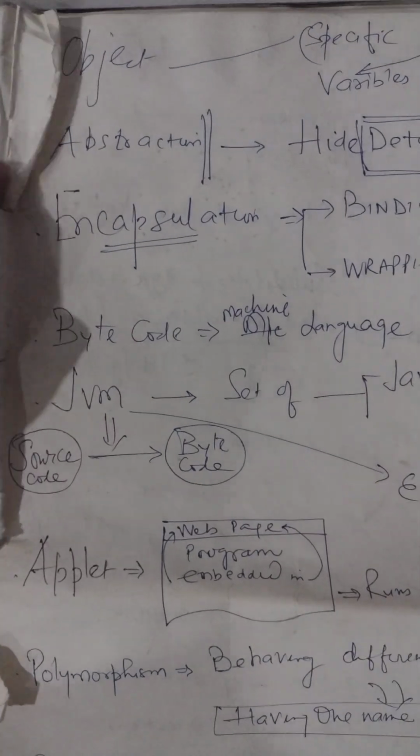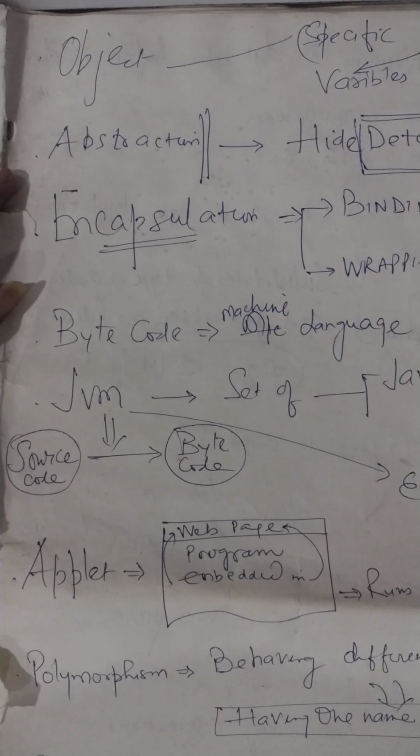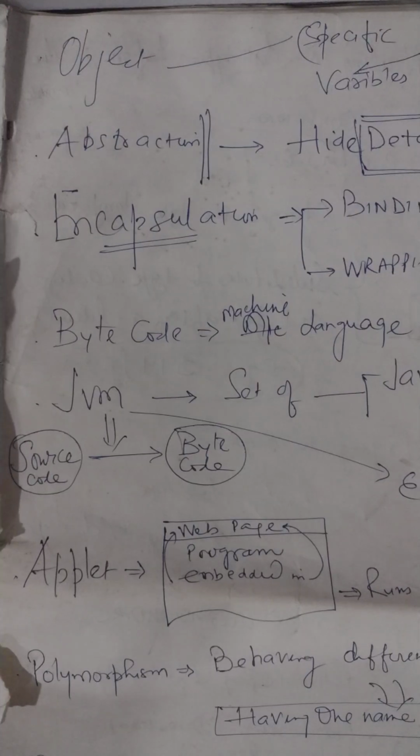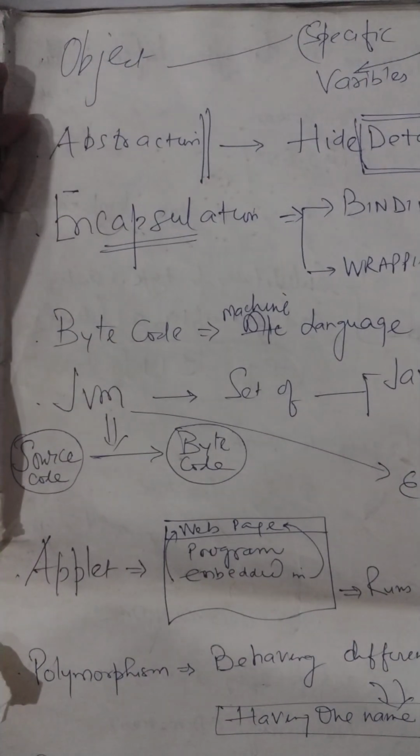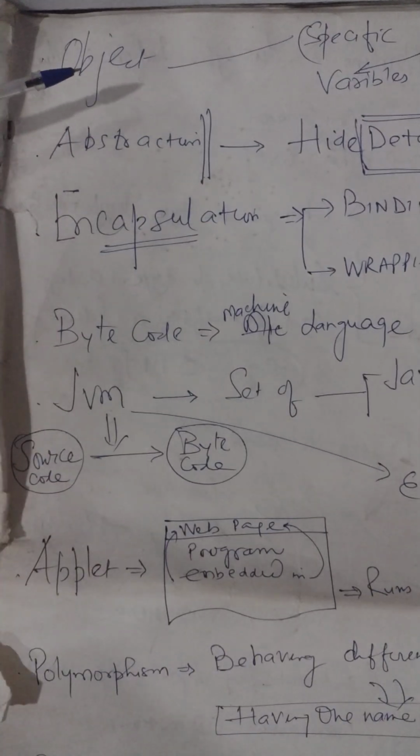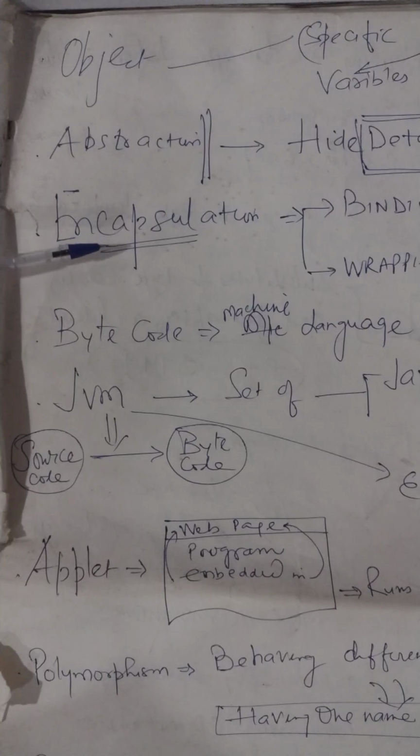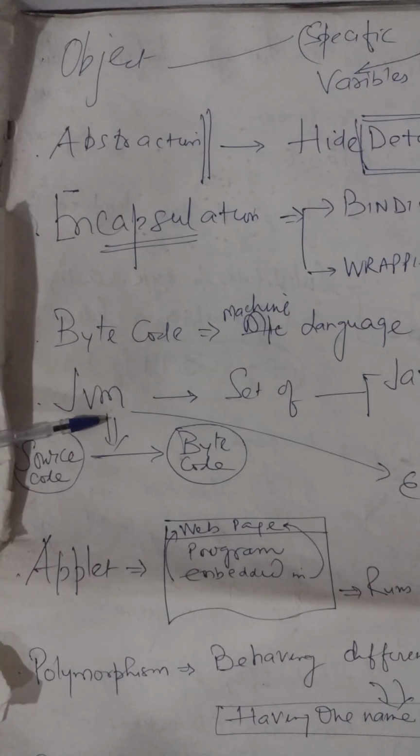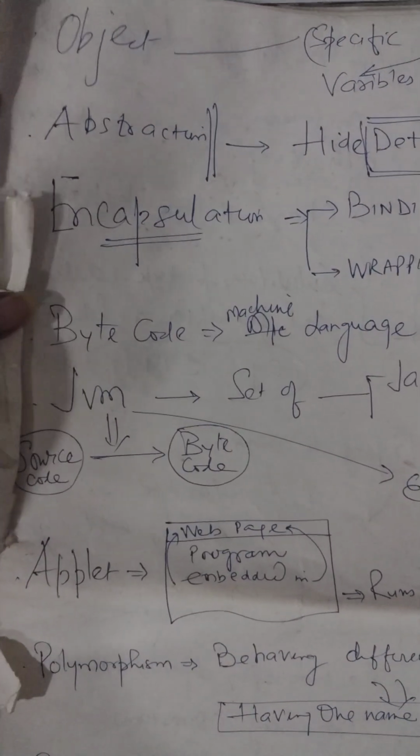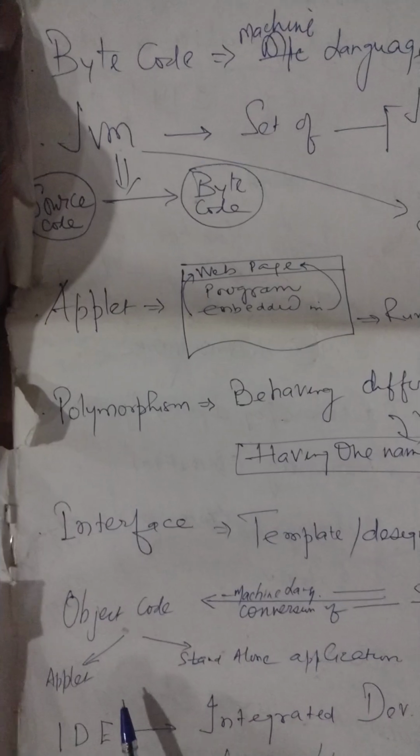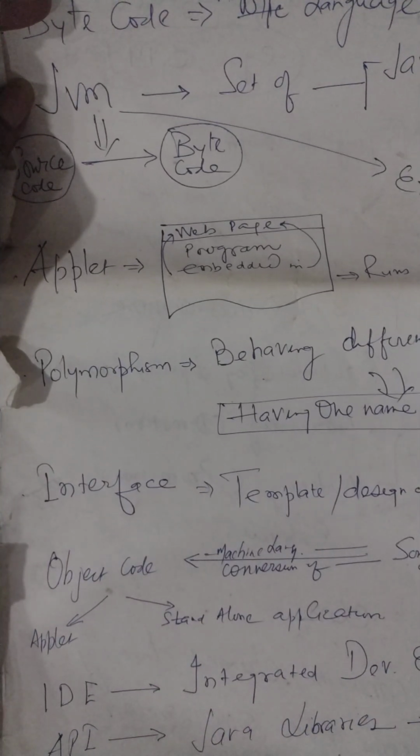Hello friends, so today we'll again talk about how to write notes for a programming language. I'm going to take an example of Java. The basic definition of object oriented programming I have written down here. What is object, what is abstraction, what is encapsulation, what is bytecode, what is JVM, Java Virtual Machine, what is applet, what is polymorphism, right? What is interface, what is object code, what is IDE, what is API, and Java runtime environment JRE.